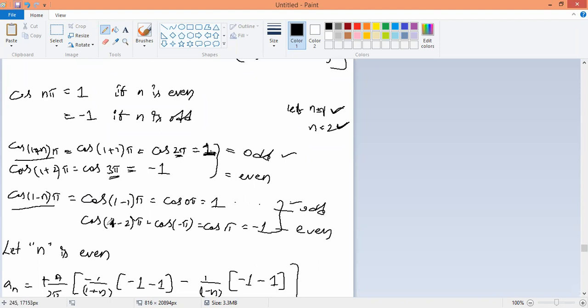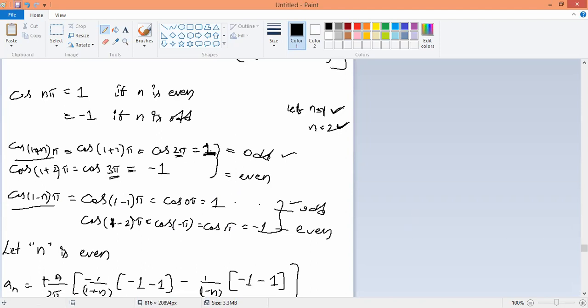Next, if n is even, cos of (1 minus 2) pi, that equals cos of minus pi. Now 1 minus 2 means minus 1. Already we know cos is always an even function. Cos of minus pi value will become cos pi, that equals minus 1. Now cos pi value is minus 1. So if n is odd, cos of (1 minus n) pi value is 1. If n is even, cos of (1 minus n) pi value is minus 1.